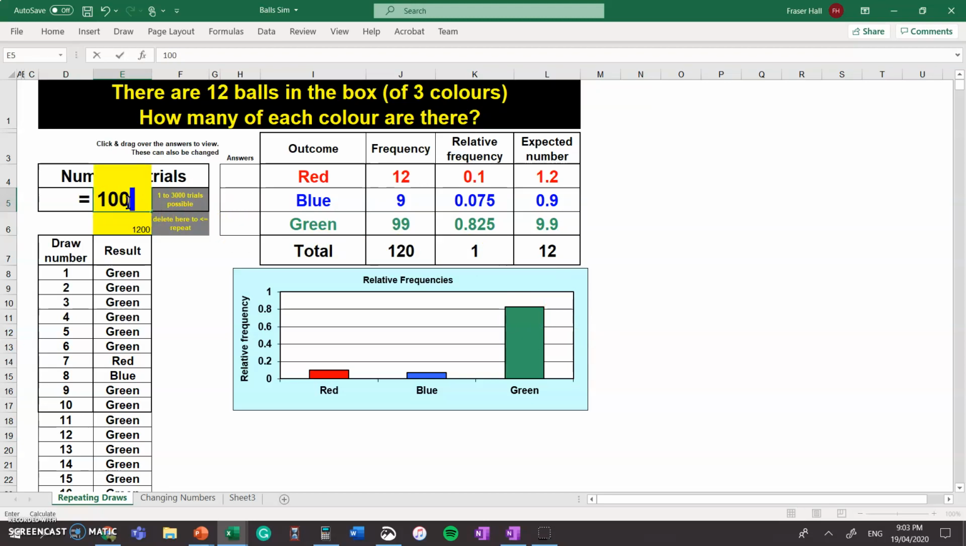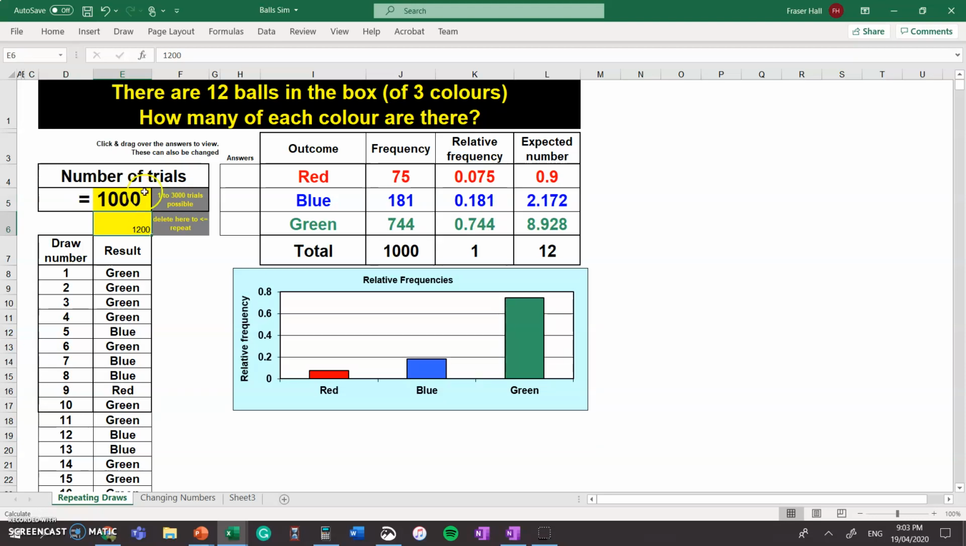So if I did it 1,000 times, okay, it's changed again. We've ended up with expected numbers of 0.9, 2.172, and 8.9. So again, that would suggest that it's 1, 2, 9. But what we should notice as we increase our numbers is that the variation should be less variable. So we could round that to 1, 2, and 9 again. So that's looking probable.